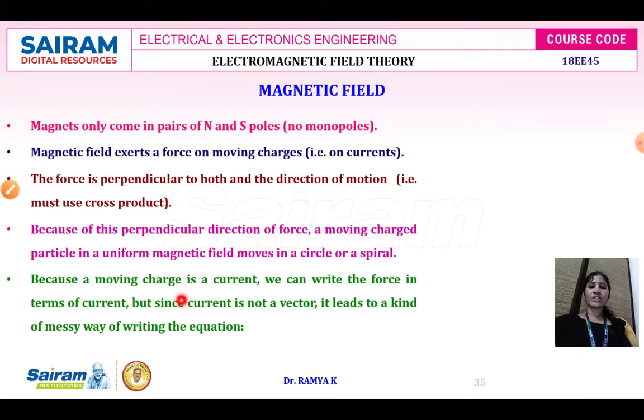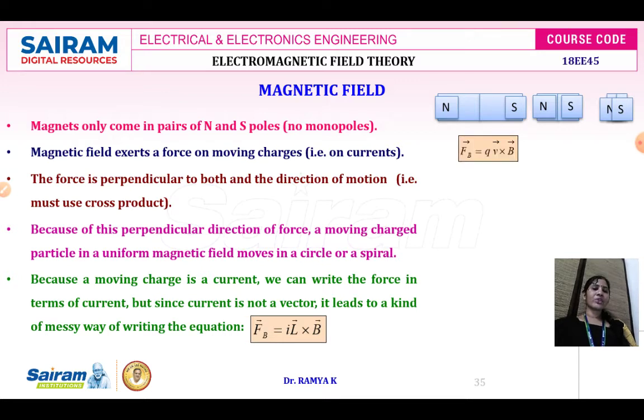Because of a moving charge, it is a current. So current is nothing but a movement of electrons. When the charge starts to move, we can say it is a current. We can write the force in terms of the current, but since current is not a vector, it leads to a kind of messy way of writing the equation. So we can write here F_B, the force, is equal to I into L into B. B is your magnetic flux density, which is a property of the magnetic material. L is the length of the magnetic material and I is the current created due to the movement of the charge. You can see the diagram as shown over here.